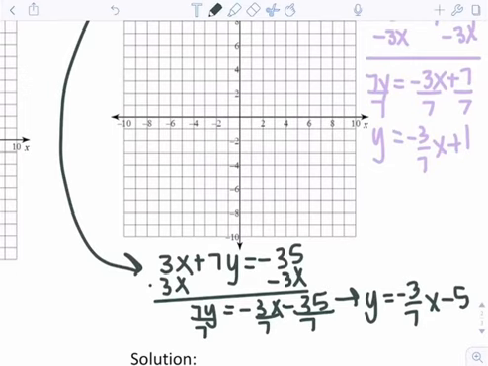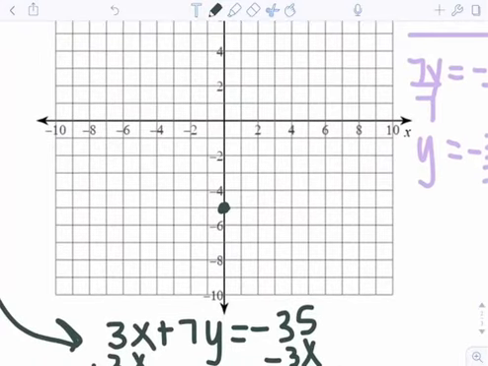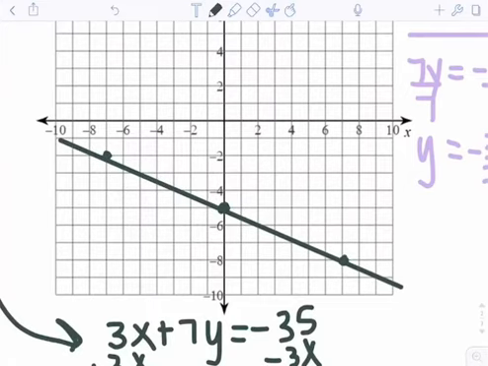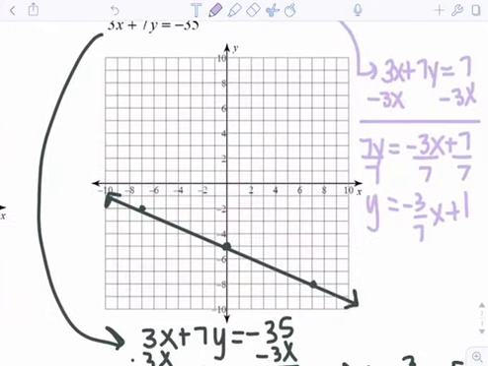So my starting point is negative 5. My slope is negative 3 over 7. So I could go down 3 to the right 7, or I could go up 3 to the left 7. Okay, and I'm going to do the same thing with my purple line. My starting point is positive 1. My slope is negative 3 over 7. So I could either go down 3 to the right 7, or I could go up 3 to the left 7. Hopefully right now you guys are noticing something.